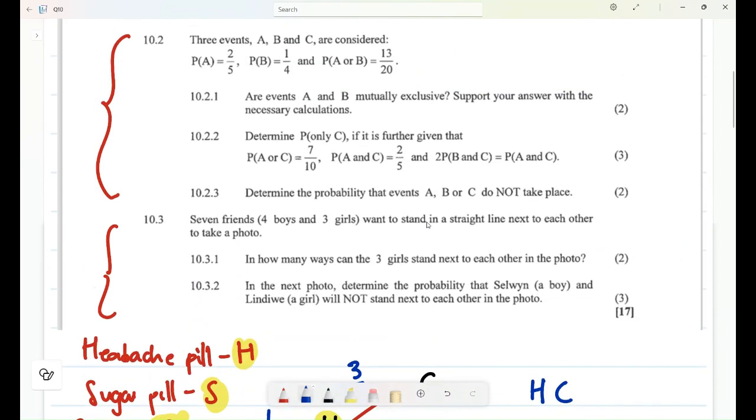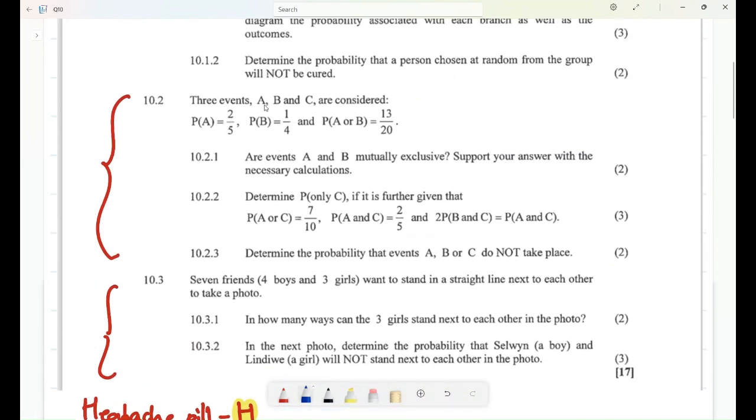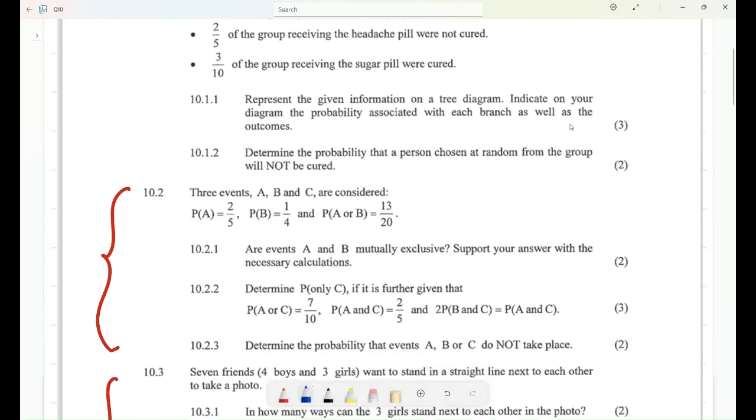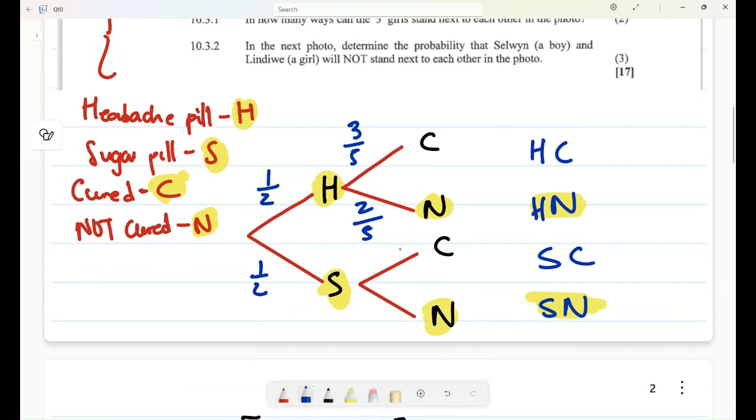they say now, where is it? 3 divided by 10 of the group receiving the sugar pill were cured. 3 divided by 10 were cured. Where is that? This part. 3 divided by 10 were cured. It means when I subtract this from 1, I'm going to get 7 by 10 were not cured.